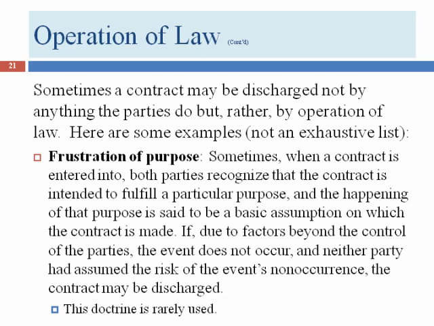An example of when it happens is when both parties recognize that the contract is intended to fill a particular purpose, and the happening of that purpose is said to be a basic assumption under which the contract is made. If, due to factors beyond the control of the parties, the event does not occur, and neither party has assumed the risk of the event's non-occurrence, the contract may be discharged.